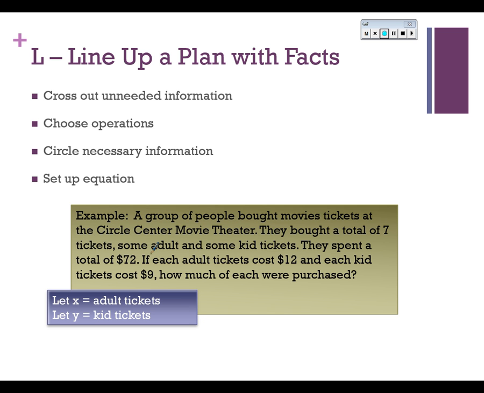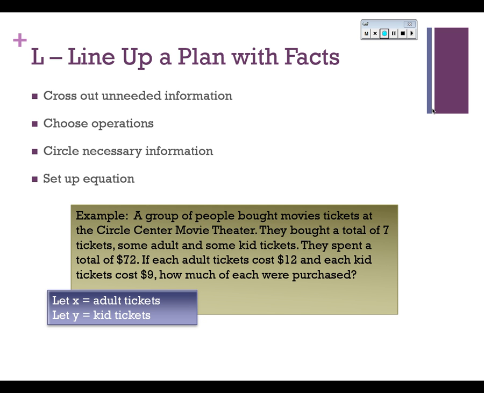Well, because we're going to use this other information about the cost of an adult ticket. An adult is 12, a kid ticket is 9, and the total was 72. We're going to be able to use that to figure it out as well. Because remember, these are systems of equations, so we need 2 equations, not just one. Okay, just keep watching.